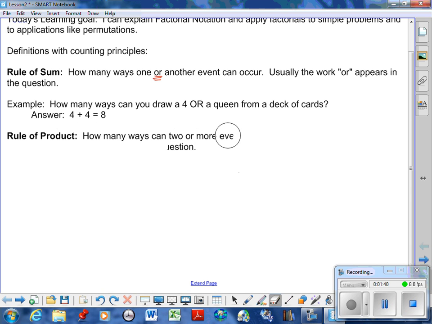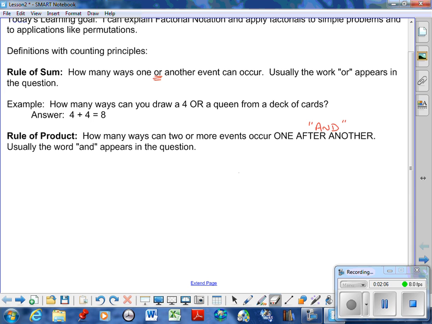For rule of product, it is how many ways can 2 or more things occur one after another. And usually the word associated with this is "and". How many ways can you draw a 4 and a queen, for example? So usually the word "and" appears in the question. So you are looking for these two words. Please make sure to highlight this for yourself.